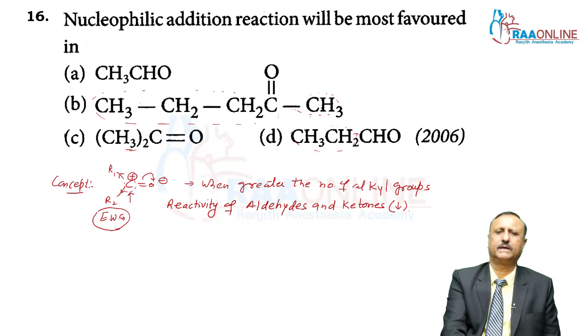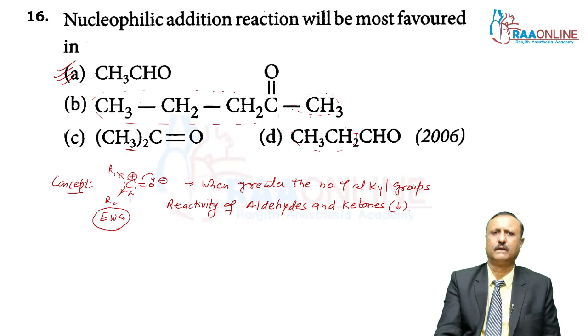So here, my dear students, you go for the answer A, because in this acetaldehyde you can get only one methyl group. Here you can get 2 in ketone, 2 methyl and this propyl group. Here you can get 3 methyl group. Here you can get ethyl group. So lower alkyl group is A. So you can go to the answer A.